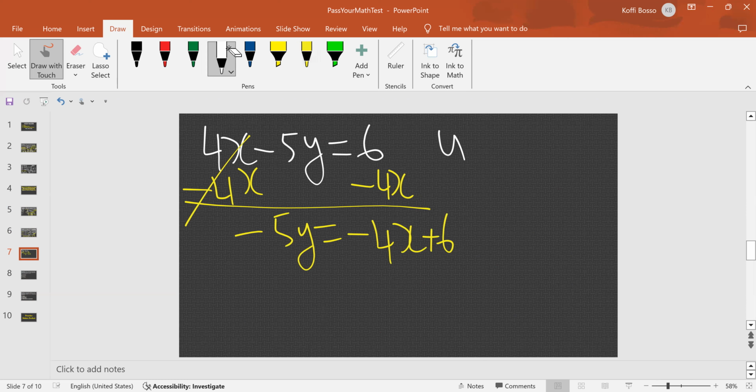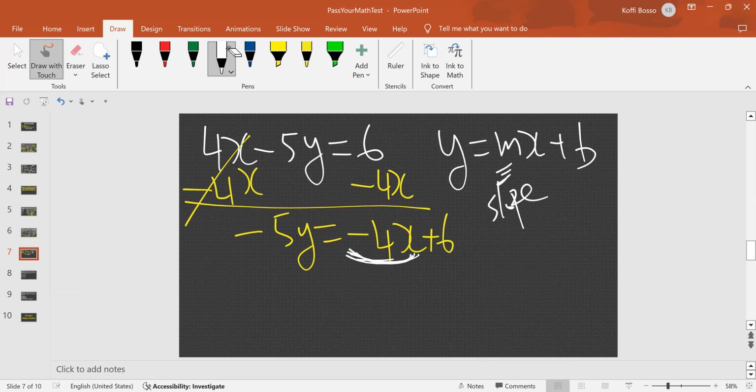Again, I'm looking for this form y equals mx plus b, where the m here will be the slope. So to get that form, I need the x part. The reason I wrote -4x before the positive 6. Okay, now to get y alone, I will do what? Divide both sides by -5.